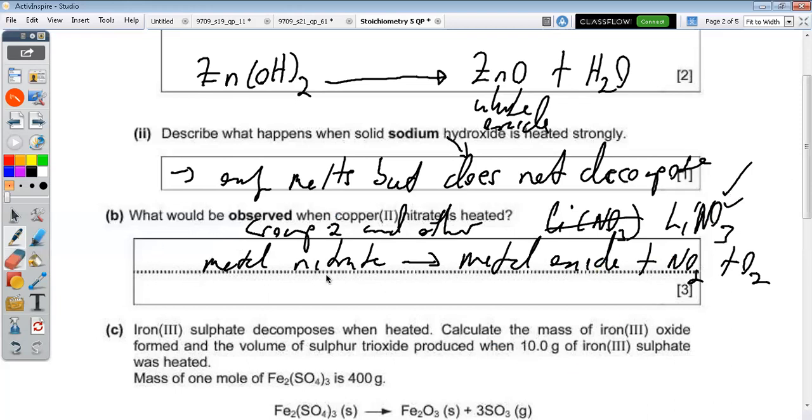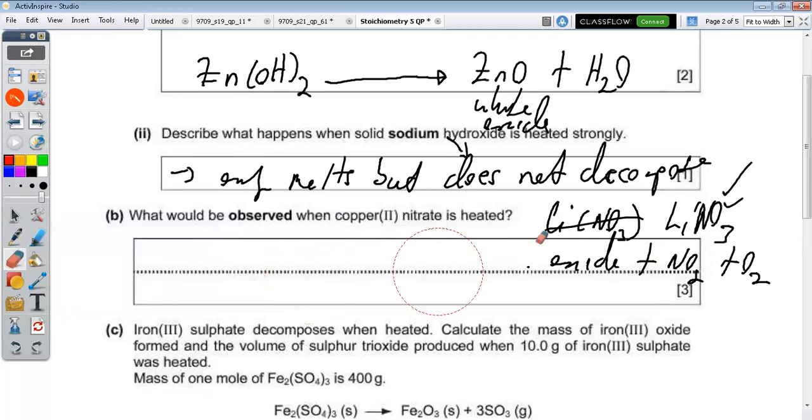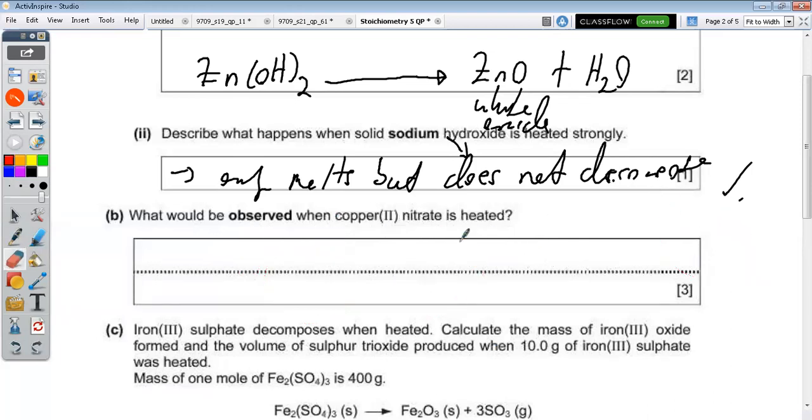Now, in terms of copper nitrate, going back to our formula here, remember, copper is 2+. That's why they told you this. Nitrate is simply like this. So I need 1 copper but 2 nitrates, which means the formula is like this.